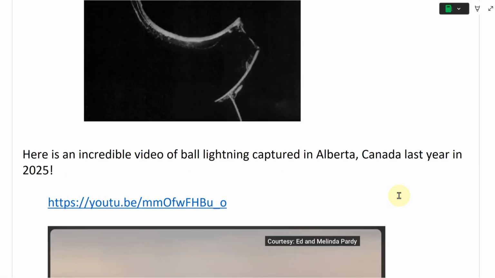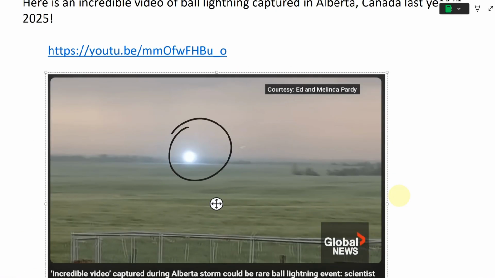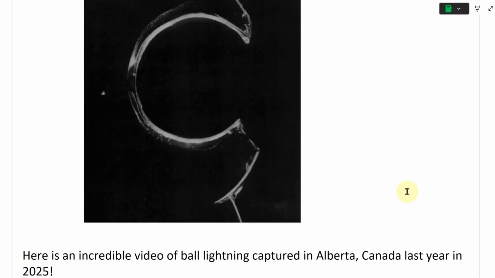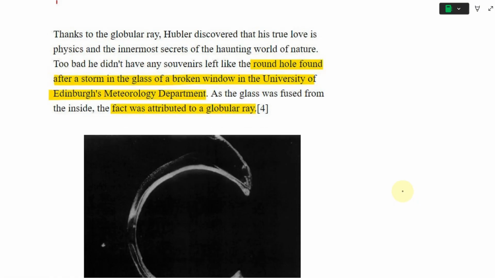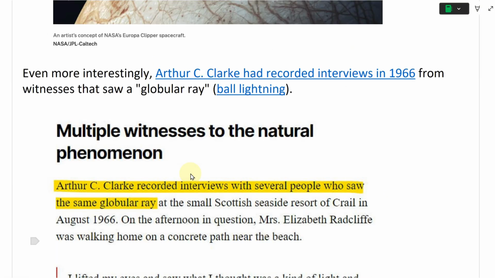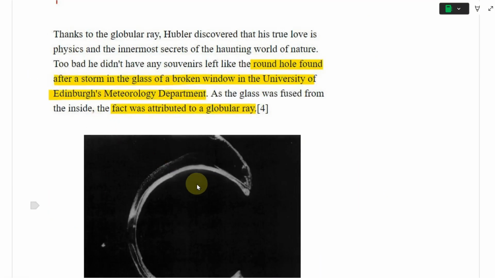Anyways, and that is all for today. Again, there is some advanced technology right there, and right here, creating this circular hole that's fused glass from the inside. So again, fascinating stuff. So what in the world is going on there?